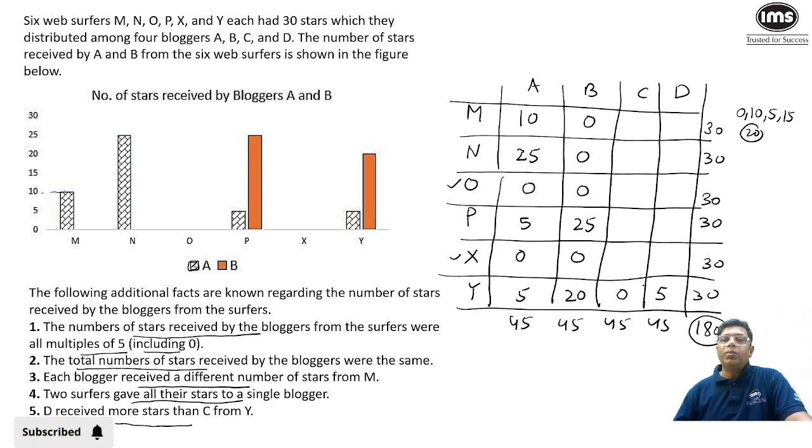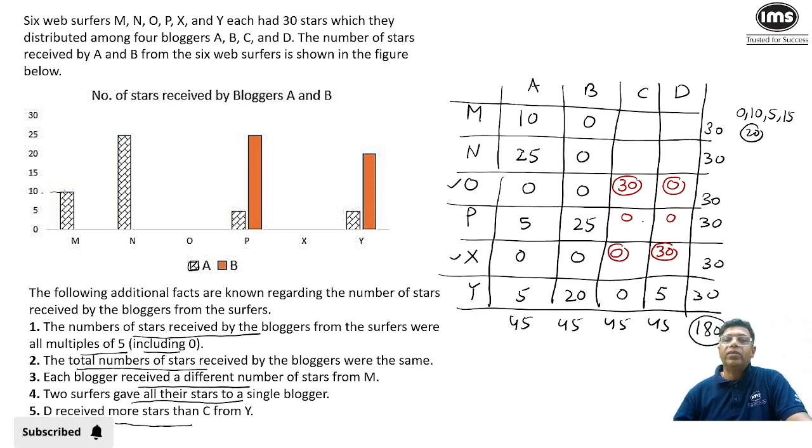So now there are 2 possibilities. Either, so I'm trying to change my color and making 2 possibilities. The first possibility: O distributes all of his 30 stars to C. In that case, D will get 0. This is one of the possibilities. Now P in both the cases will give 0, 0 because he has already given 30. Now in this case, X will give 30 stars to D and maybe 0 to C.